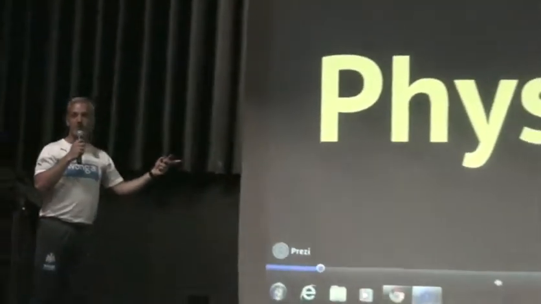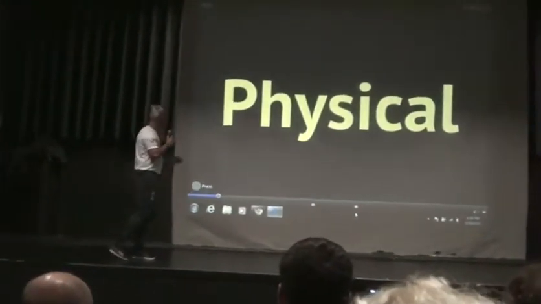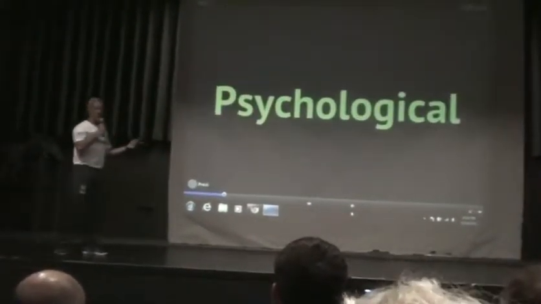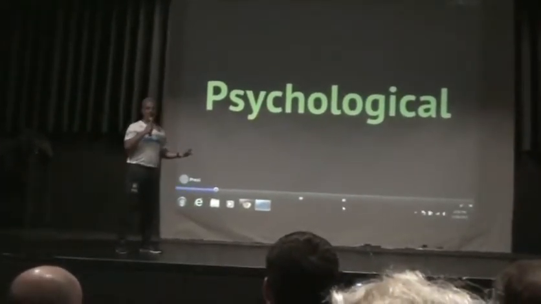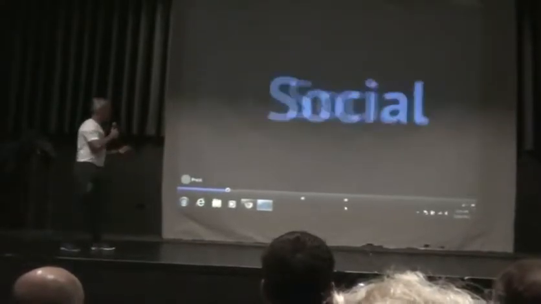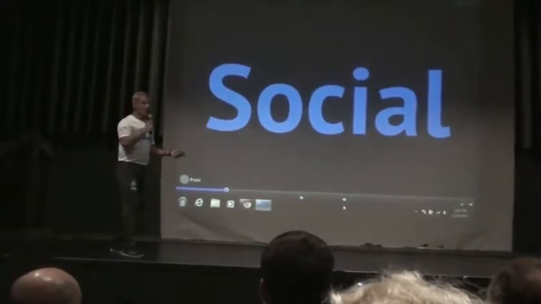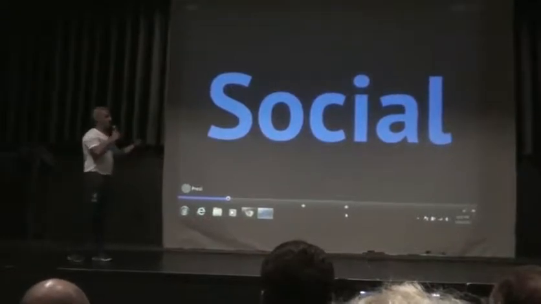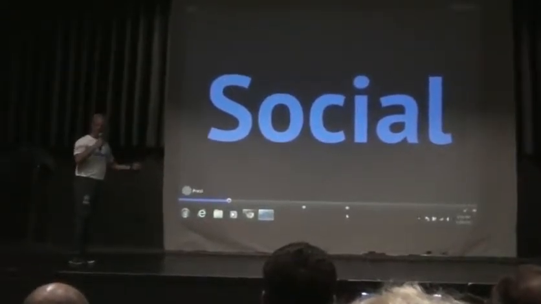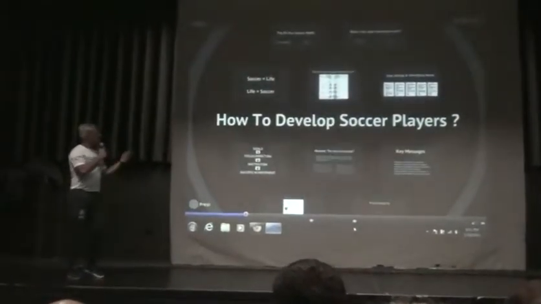Next corner deals with the physical side of the game. So how do we develop the players on the physical level? Psychological side, how do we help them adapt and cope with the psychological demands of the game? And also on a social level, how do we help players interact with teammates better? How do we help them communicate better with coaches, with the people around them, with officials, with their teammates, with opposition players as well? So that's the model that we work from.